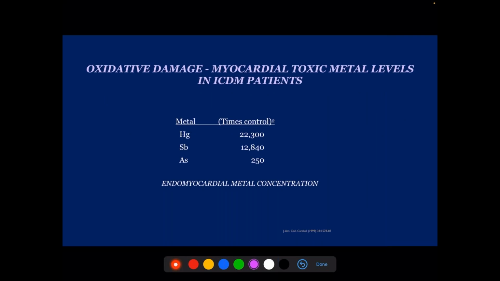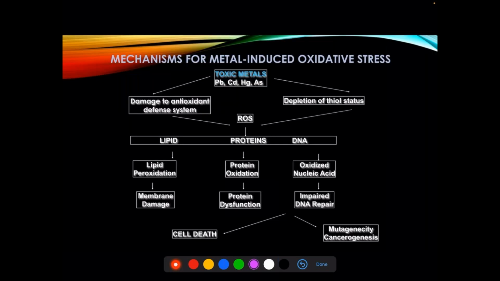I want to make this slide apparent to you one more time, which shows the endocardium, how much oxidative damage there is by having mercury in people that have endocardial thickening, as you see in idiopathic cardiomyopathy and dilation: tons of mercury, tons of antimony, tons of arsenic. Again, another reason for you to be checking all the time.